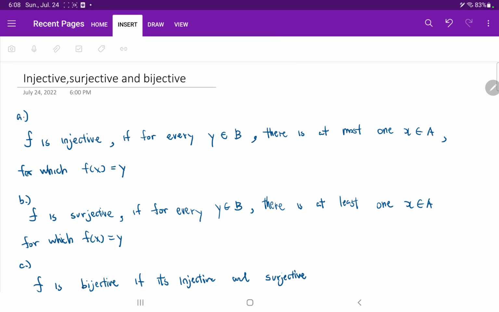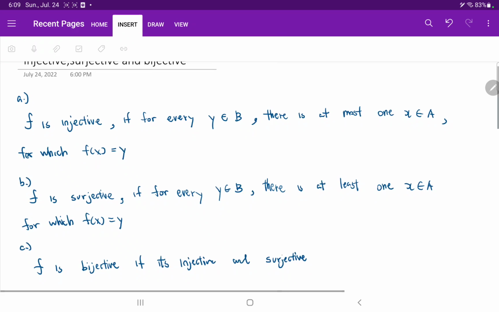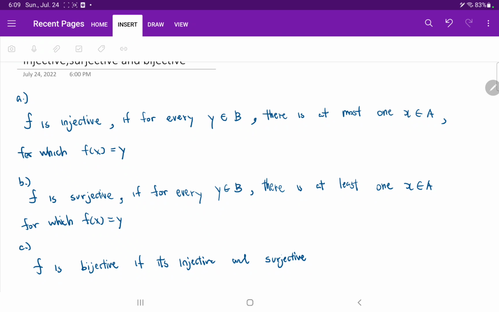Today we're going to take a look at the idea of injective functions, surjective functions, bijective functions, right? So let's take a look at definition A. Definition A says that f is an injective function if for every element y in B there is at most one element x in A for which f(x) equals y.